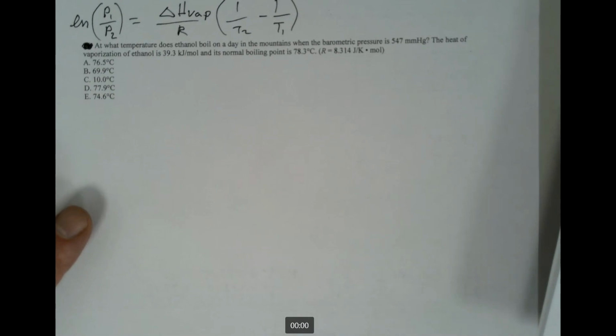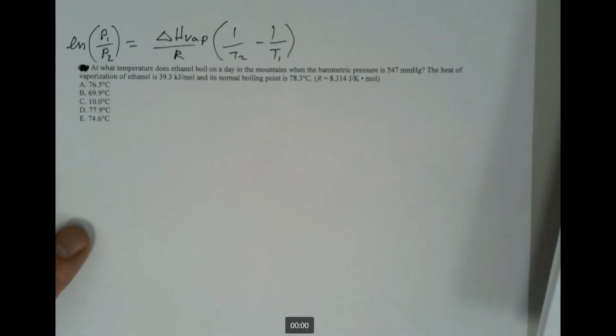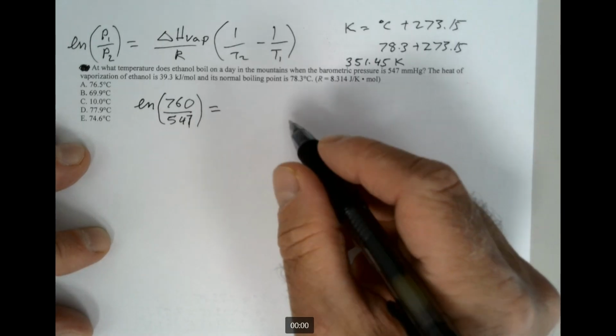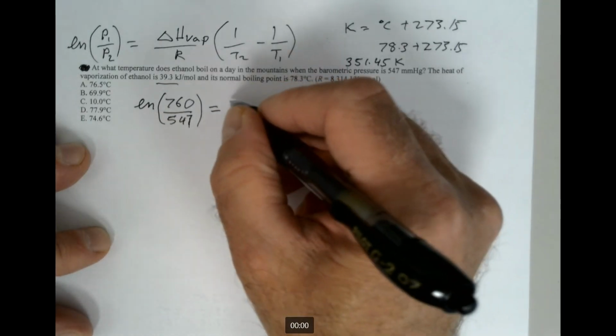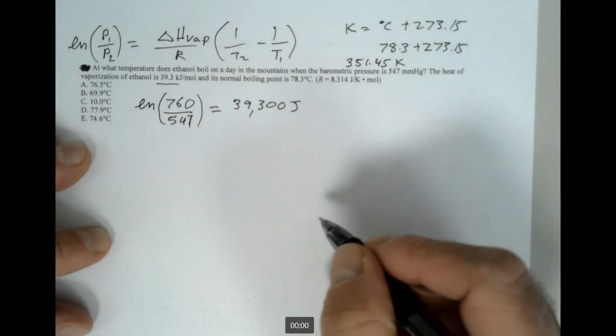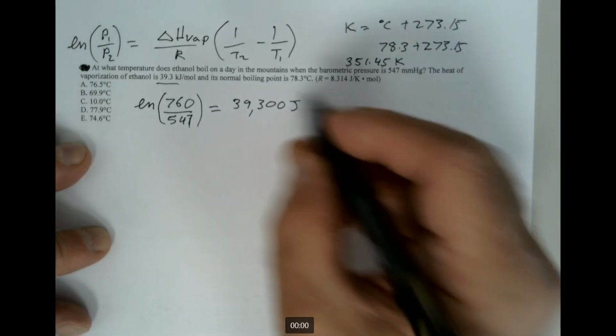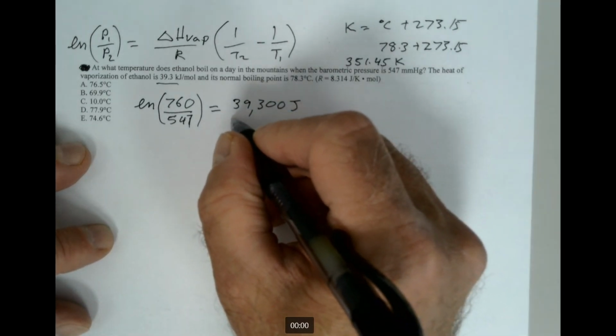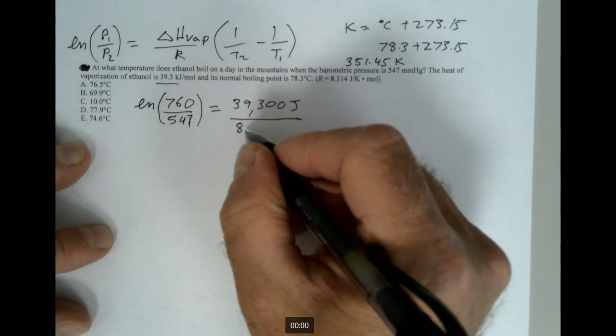Now we're going to use our same equation here. At what temperature does ethanol boil on a day in the mountain when the barometric pressure is 547 millimeters of mercury? The heat of vaporization of ethanol is 39.3 kilojoules per mole, and its normal boiling point is 78.3. And once again, I want to turn this into joules. So where the decimal was, I'm going to make that a comma, multiplying this by 1,000. There's my 39.3 kilojoules, 39,300 joules. Now it's compatible with the units of R.